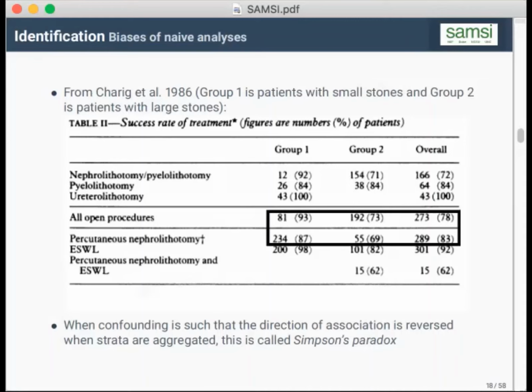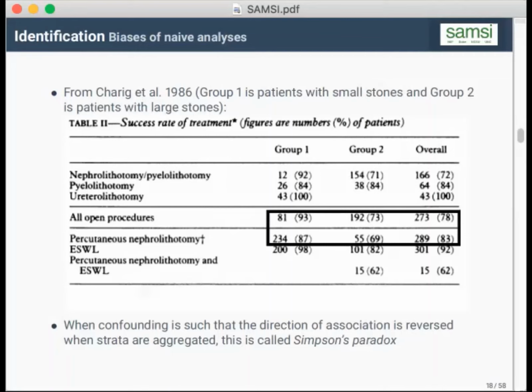So if you fail to control for group membership, that is, if you fail to control for kidney stone size, it looks like open surgery has a lower success rate than percutaneous nephrolithotomy. But within each group, open surgery had a higher success rate. So the crude effect is picking up on a difference in the distribution of kidney stone size between treatment arms, when in fact the causal effect of open surgery is to improve outcomes, as you can see, as soon as you control for kidney stone size.